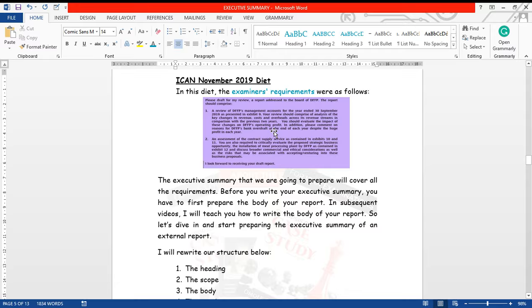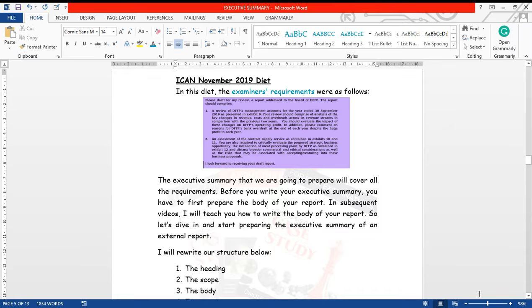How did that impact the operating profit, and why does the company have a bank overdraft even though they have huge profits? So we should actually look at that as well. And the second thing is that we should make an assessment of the contract supply as contained in Exhibit 10 and 11. You are also required to critically evaluate the proposed strategic business opportunity.